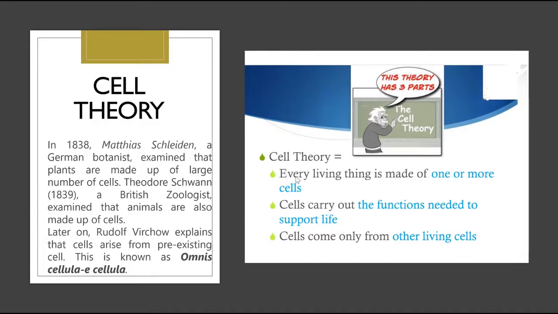So the three most important points that we need to remember in the cell theory are that every living thing is made up of one or more cells. Cells carry out the functions needed to support life, to make it a living entity, right? And cells come only from other living cells. They cannot be spontaneously generated.